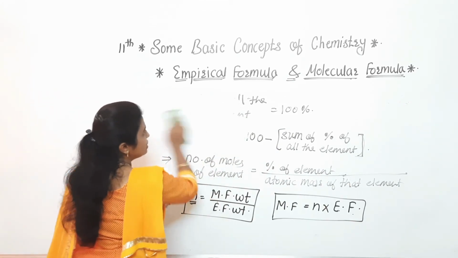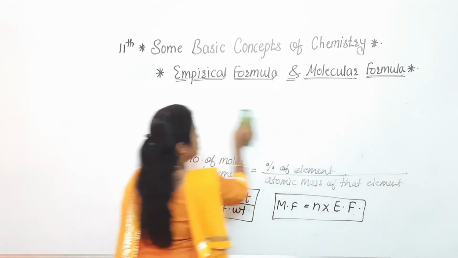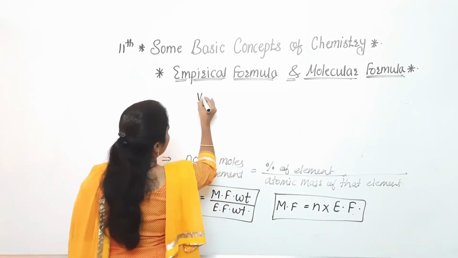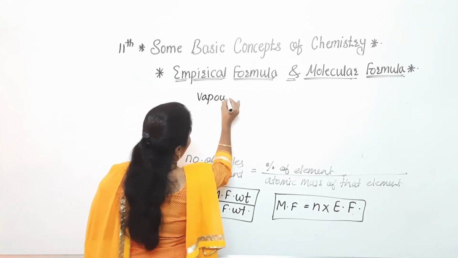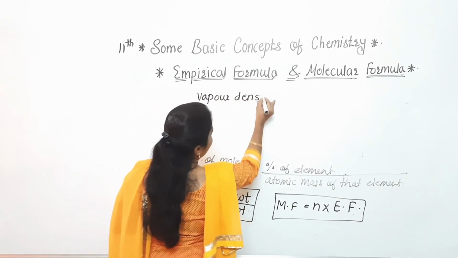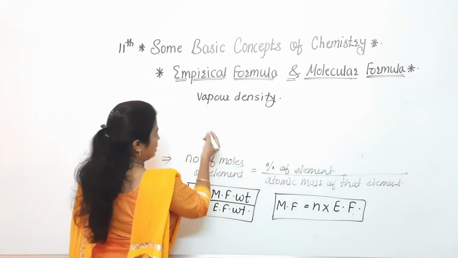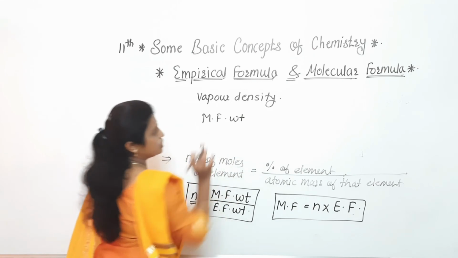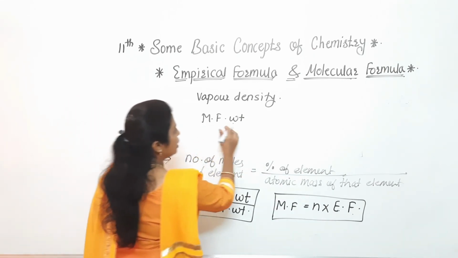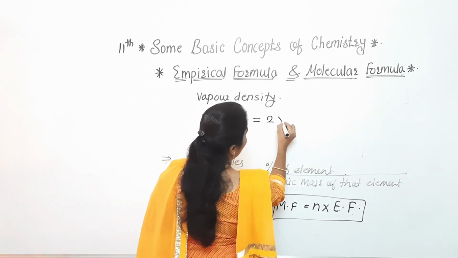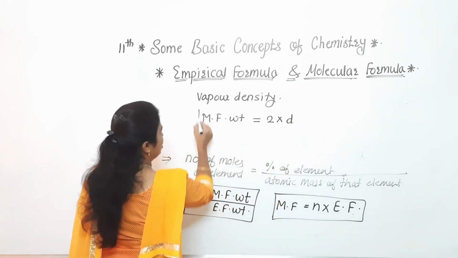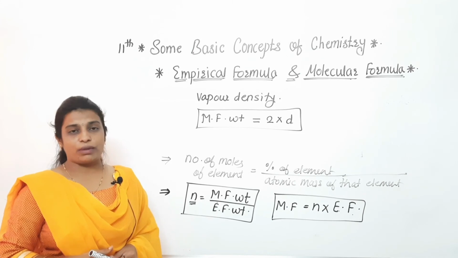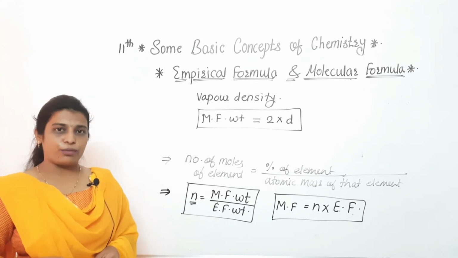After that we will discuss another formula which is related to vapor density and where it is useful. See, sometimes in the numerical they will give us vapor density. At that time, how to use that? For that, the molecular formula weight we can find out by using this vapor density. Molecular formula weight is equal to 2 into vapor density. So by using these formulae we can find out the empirical formula as well as the molecular formula.